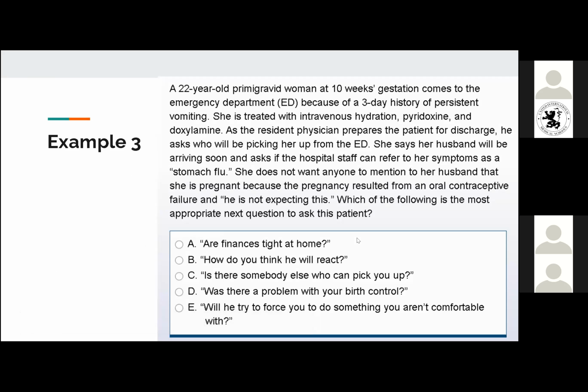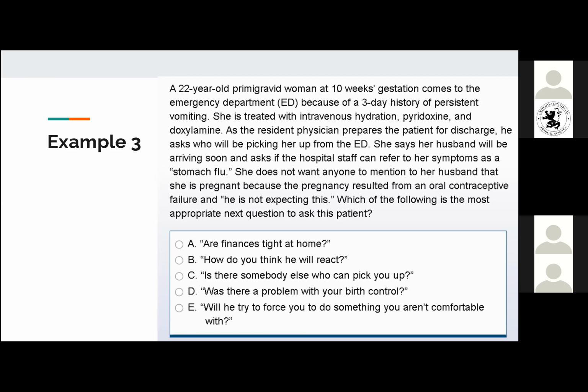So the last example, so this is also a very common kind of question on the USMLE Step 2 CK. It might be very weird for us and our faculties because we don't get examined on this aspect of medicine at all. No one teaches us this aspect of medicine, but this is about patient communication.